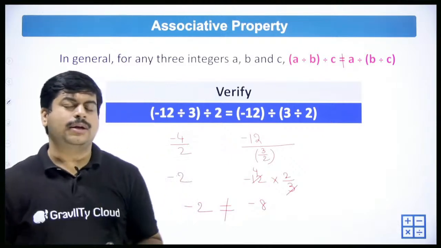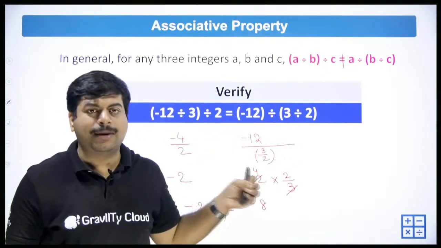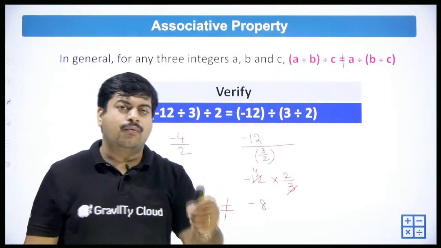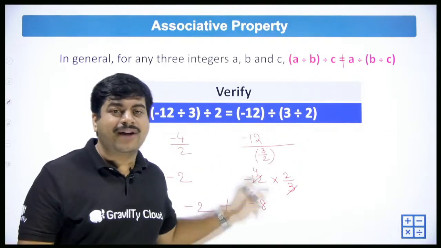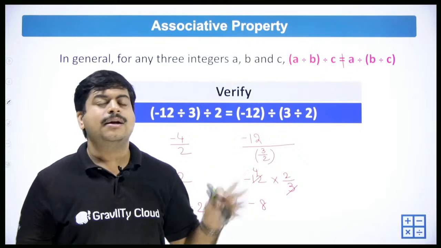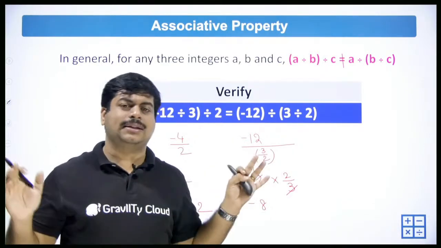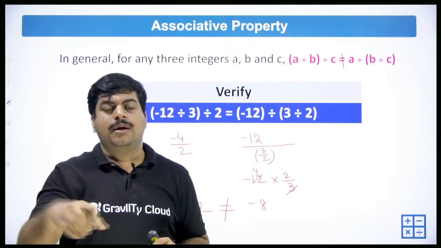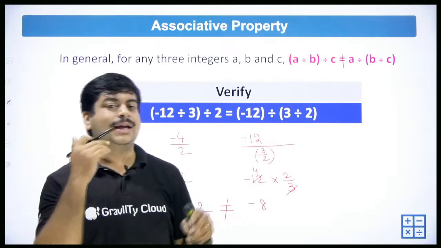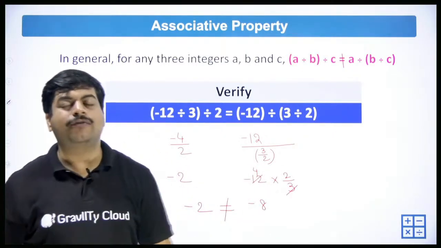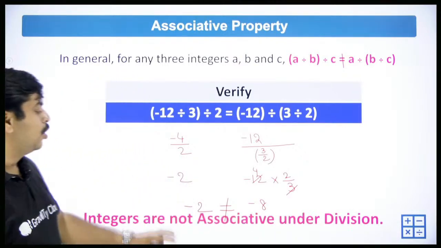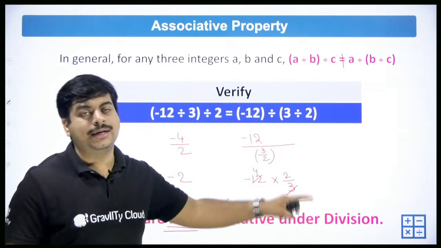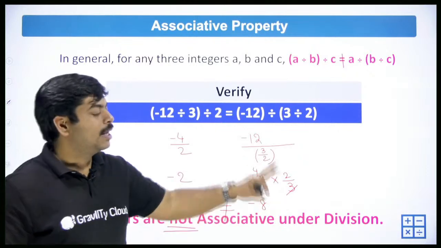And you may ask me one question. Sir, you took some values and it's not satisfied, but I will take other values A, B, C such that this is valid. Okay, you can take, but once for one set of numbers, if it is not valid, it is not valid throughout. If it is true, it should be true for every case. It should not be true only for specific cases. But here you can see that it is not valid. So it is enough to give the statement that it is not associative. Okay. Integers are not associative under division, right?